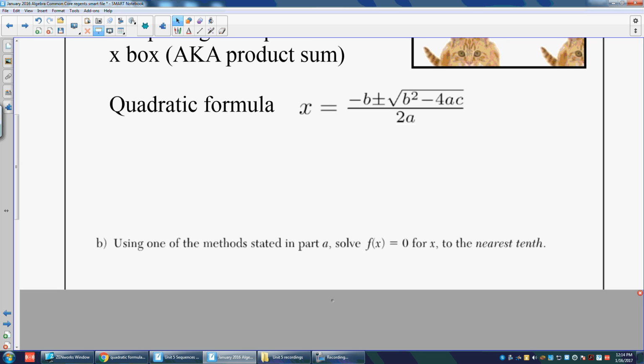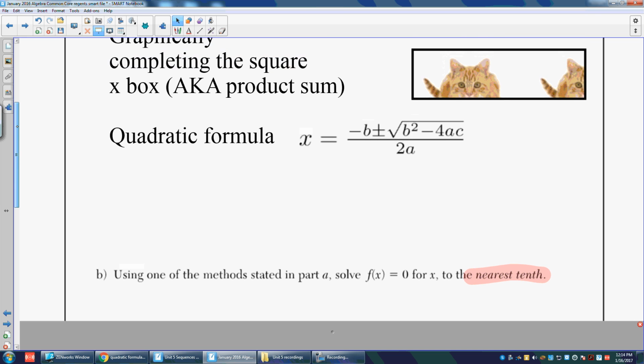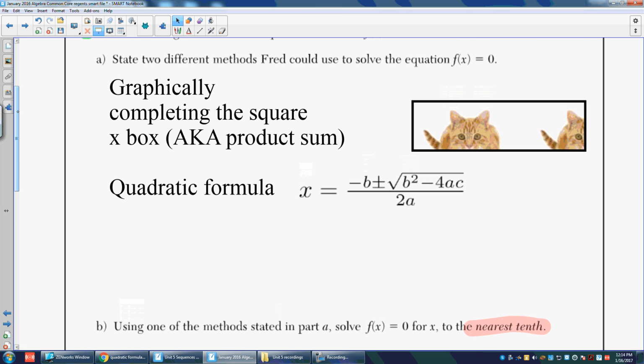Using one of the methods stated in part A, solve for f of x equaling 0 for x to the nearest tenth. Bells and whistles should be going off because, to the nearest tenth, that's a decimal. I cannot do it graphically because that just gives us a whole number, I think.